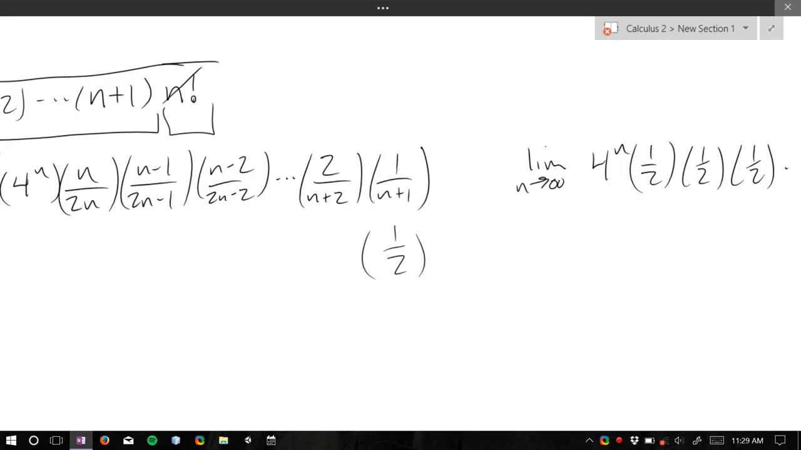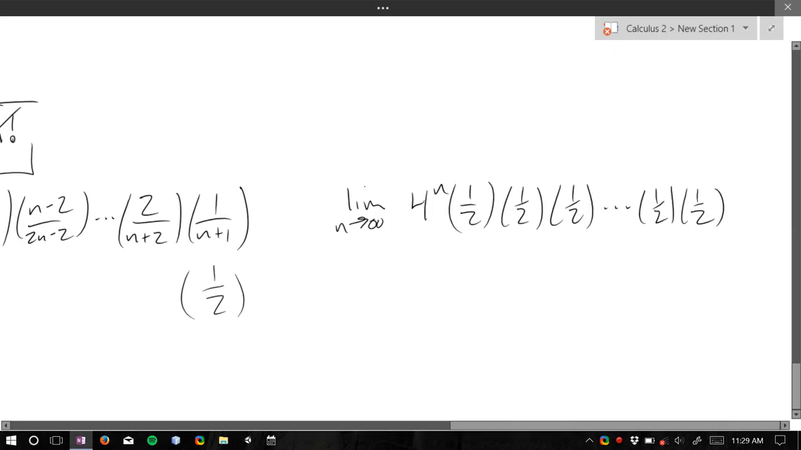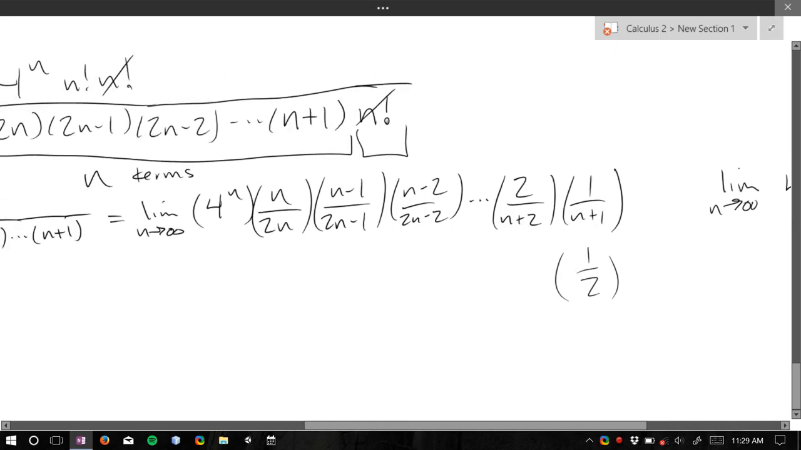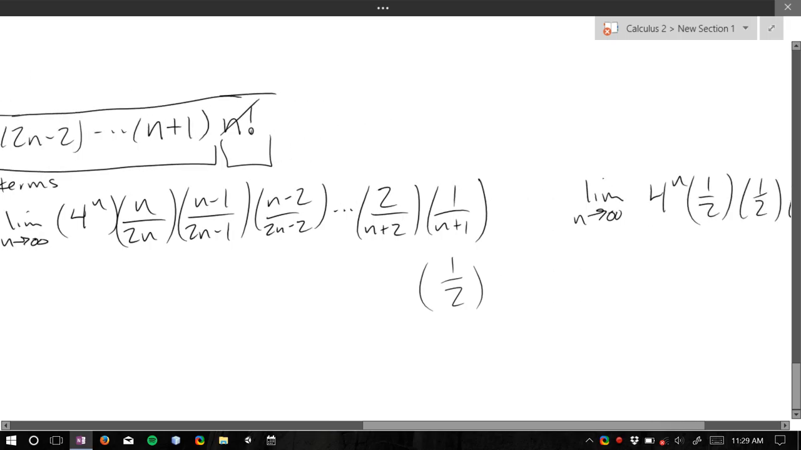So 1/2 is much bigger. If we look at the next term over, 2 over n plus 2, 1/2 is also going to be bigger, as long as n is relatively large. So basically, these terms go from a super tiny number, and they slowly increase up to 1/2. So I'm replacing all of them by 1/2. So what I just did is put something bigger.